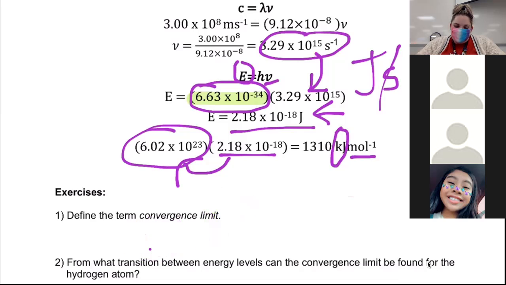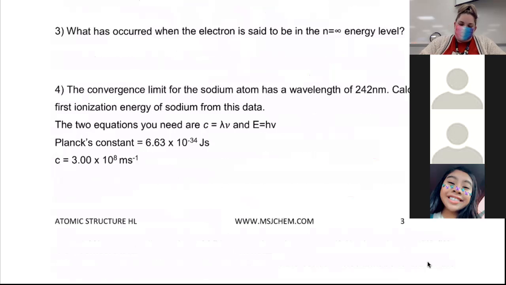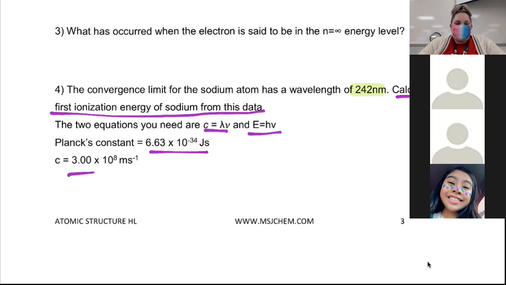It has some definition and some other questions, but then on number 4, it says the convergence limit for the sodium atom, here's the wavelength, it's in nanometers, so you're going to have to convert it to meters. Then it says calculate the first ionization energy of sodium from this data. Here are the 2 equations you need, here's Planck's constant, and here's the speed of light. So they've given you all the tools you need. Convert to meters, plug it into the speed of light equation and calculate the frequency. Once you have the frequency, plug it into the energy equation and solve for the energy.